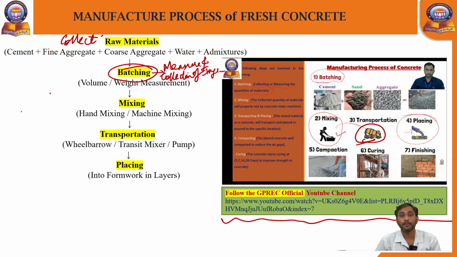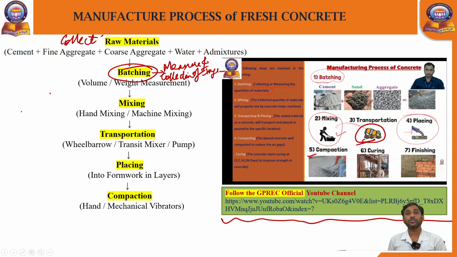Next, placing. Here we place the concrete in the specific location, near slabs, beams, columns, or any other specific places. After the placing process, next we have to do the compaction. Why do we have to do the compaction? Nothing but to reduce the air voids in a concrete member.